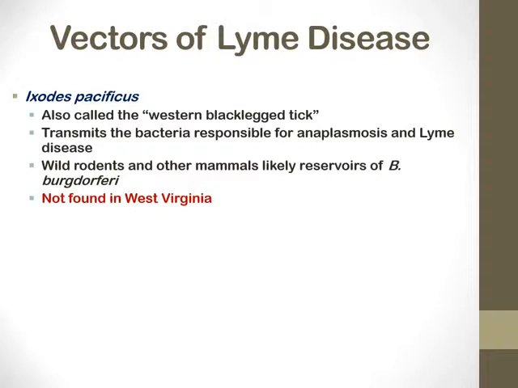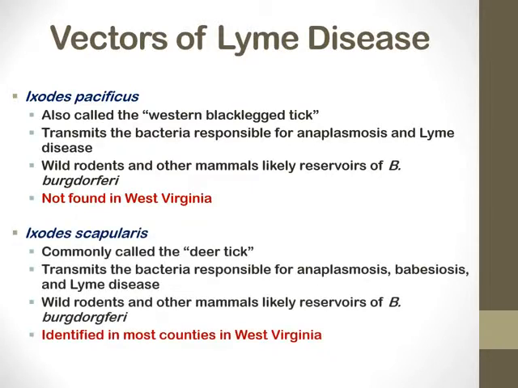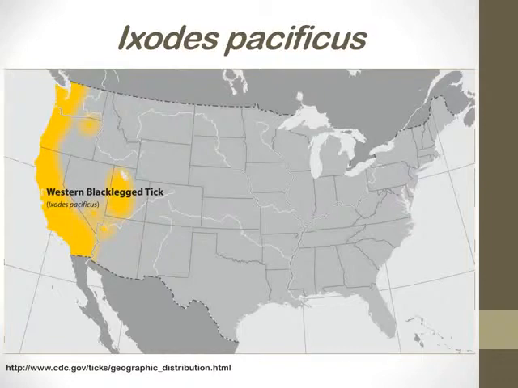The second tick, Ixodes scapularis, is the species that causes concern in the Midwest and eastern United States. It is commonly referred to as the deer tick. Ixodes scapularis also transmits Lyme disease and anaplasmosis and can transmit babesiosis, a tick-borne protozoan disease. Ixodes scapularis has been found in the majority of counties in West Virginia, as you'll learn more about later when I discuss tick surveillance for Ixodes scapularis in the state.